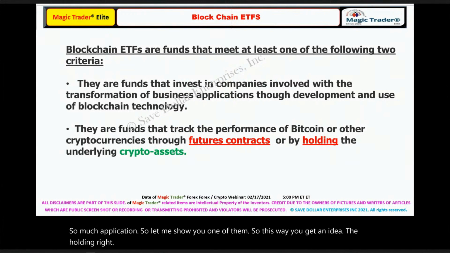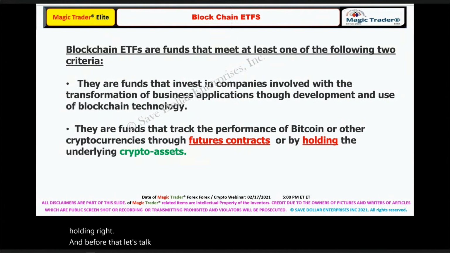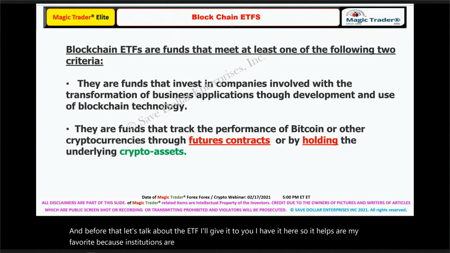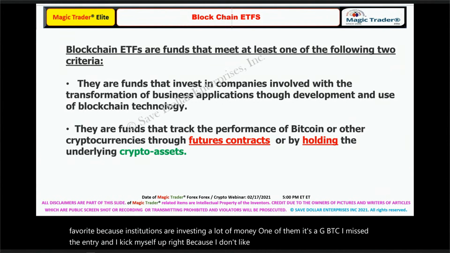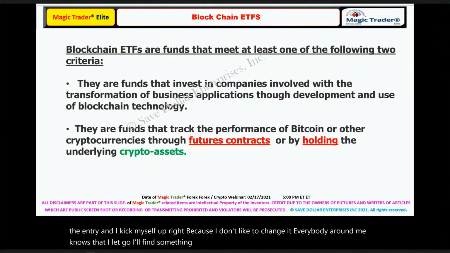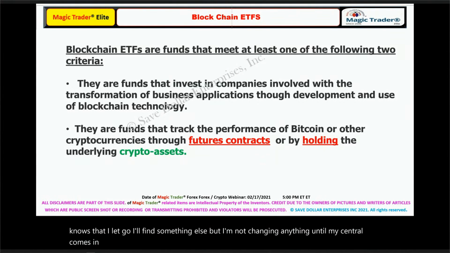Before that, let's talk about the ETF. I'll give it to you. I have it here. ETFs are my favorite because institutions are investing a lot of money. One of them is GBTC. I missed the entry and I kick myself, because I don't like to chase it. Everybody around me knows that. I let go, I'll find something else. But I'm not chasing anything until my setup comes in. Otherwise, I'm afraid I'm going to get in trouble.